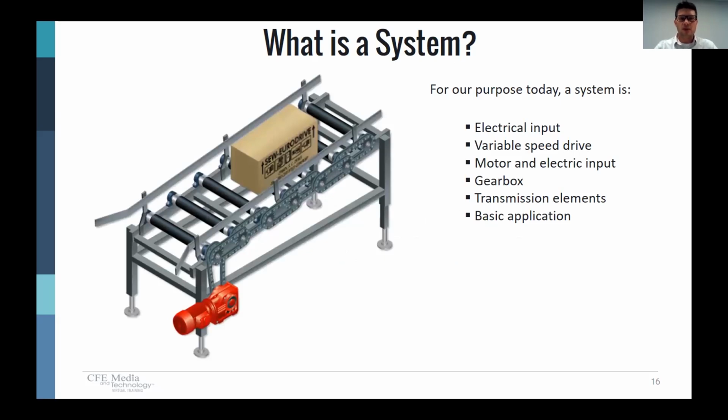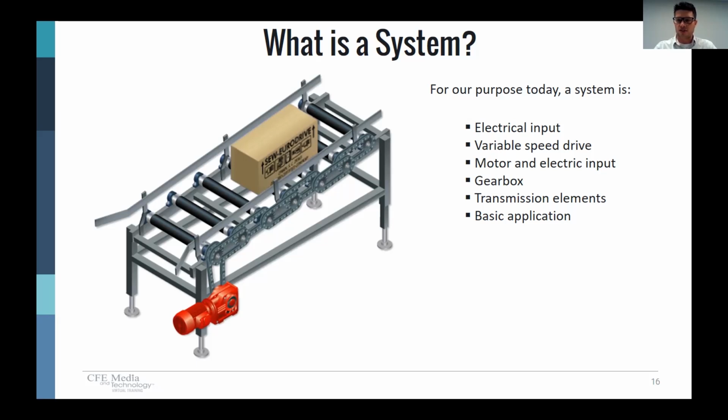I think commonly people think of a system as maybe a motor or a gearbox, or a motor and a gearbox. But for me, I like to think of a system as a complete package. This includes the input power and a variable frequency drive, or an automatic speed drive or inverter. It has many names. The output of that VFD leads to the motor. That motor turns a gearbox, and then the gearbox can turn a transmission element like a chain or a belt, or it can be directly coupled to your application, which could be a conveyor or a hoist or something like that.